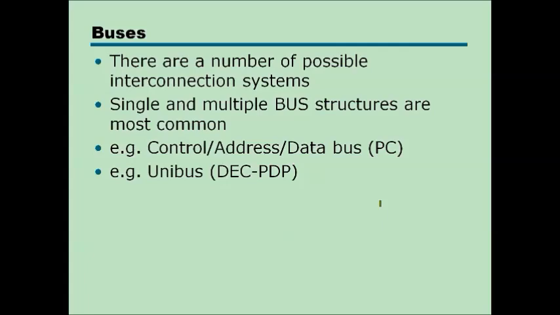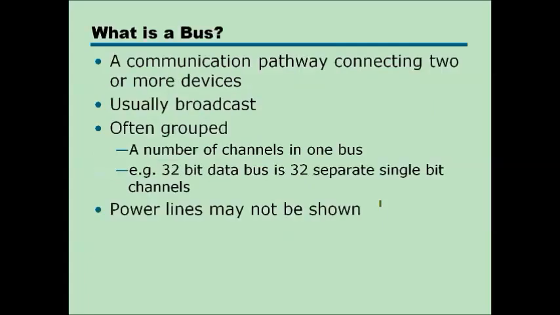Next is the buses. So there are a number of possible interconnection systems. Single and multiple bus structures are most common. So for example, we have the control, we have the address, we have the data bus, or you have the unibus. So what is a bus? This is a communication pathway connecting two or more devices, usually broadcast, often grouped. So this is a number of channels in one bus. It could be a 32-bit data bus, okay, which is 32 separate single-bit channels. So power lines may not be shown.